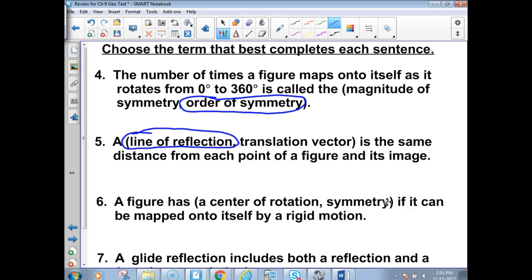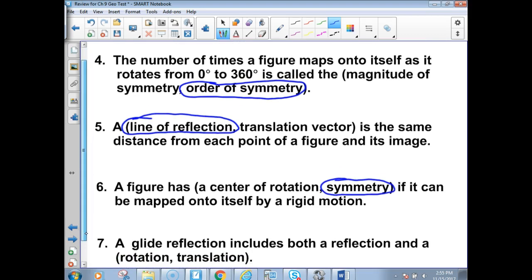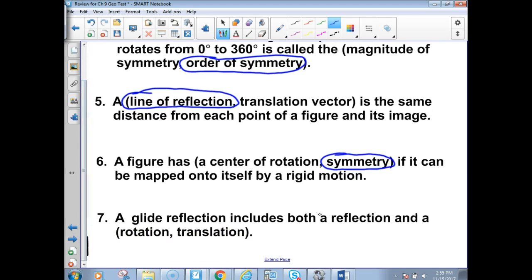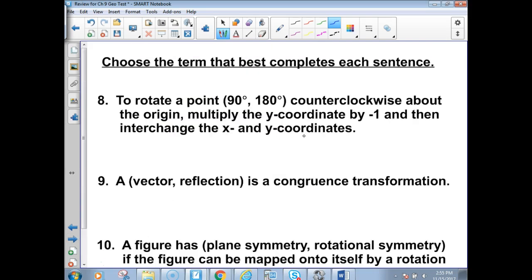A figure has blank if it can be mapped onto itself by a rigid motion. It has symmetry. A glide reflection includes both a reflection and a translation. It's a slide and a flip. We're continuing with that concept of filling in the proper term.